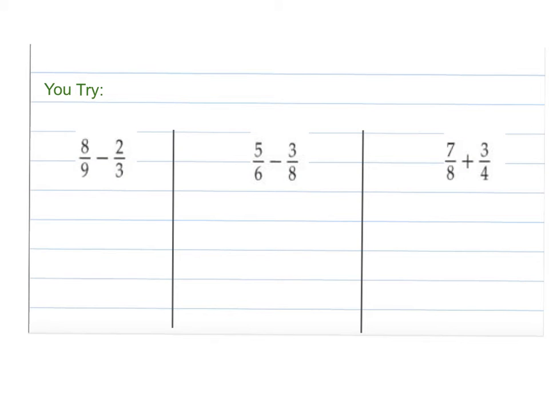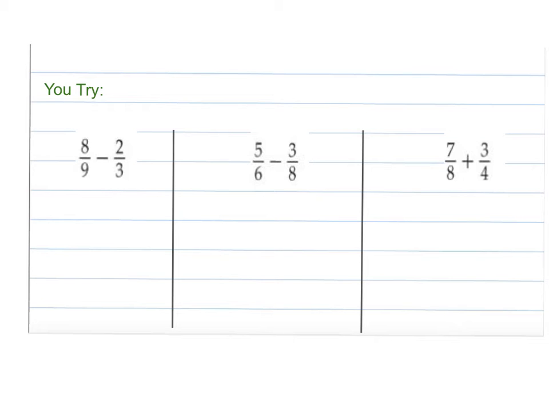All right, so I would like you to pause the video and try these 3 problems on your own. Do them all in your notebook, change them to common denominator, show all your work, circle your answers when you're done, and then unpause, watch me solve them, check your work, and make changes if you made mistakes. So we have 8/9 minus 2/3.